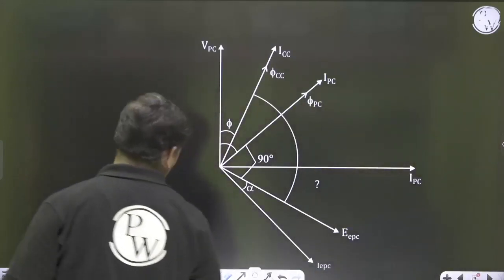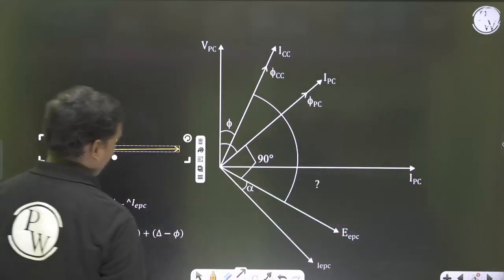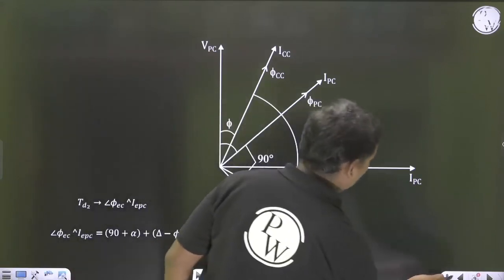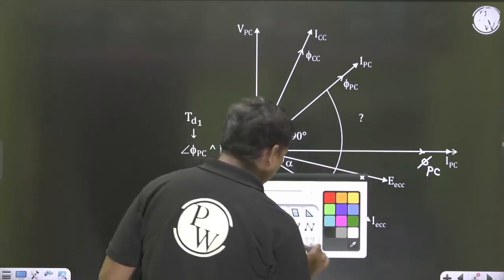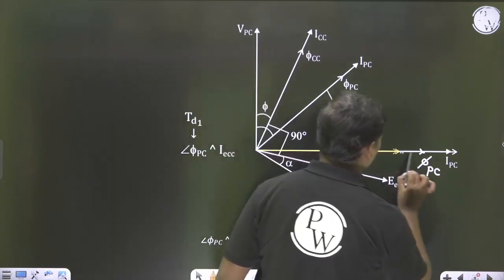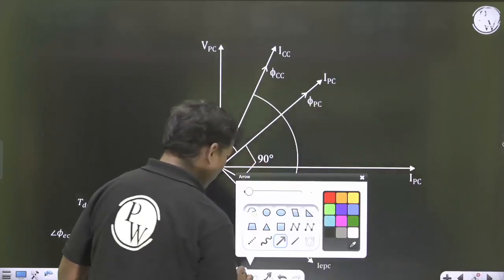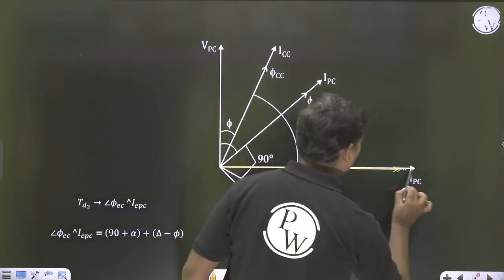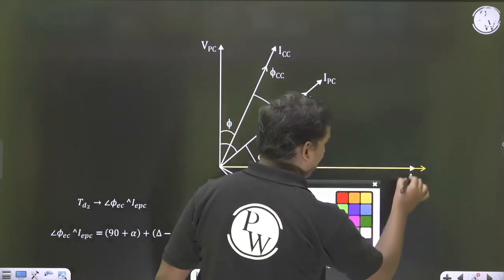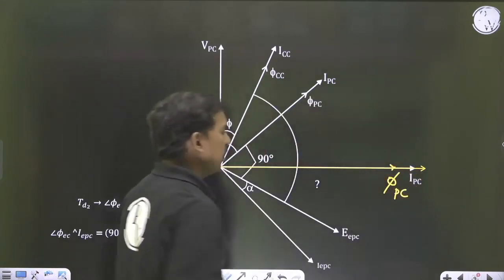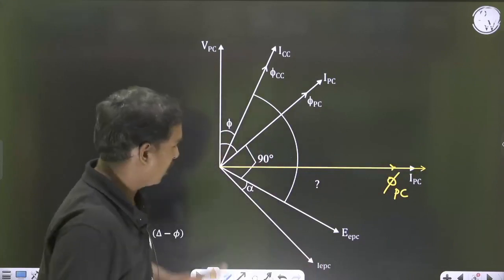For your reference, I will draw the diagram here. Again, this is the IPC. The reason for this is flux: the flux in the pressure coil is the reason for IEPC. Current passing through the pressure coil creates a flux. That's it. Now the voltage.